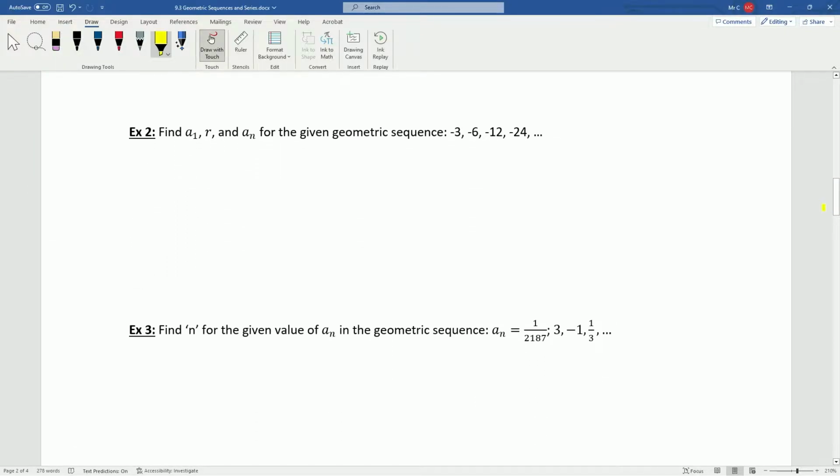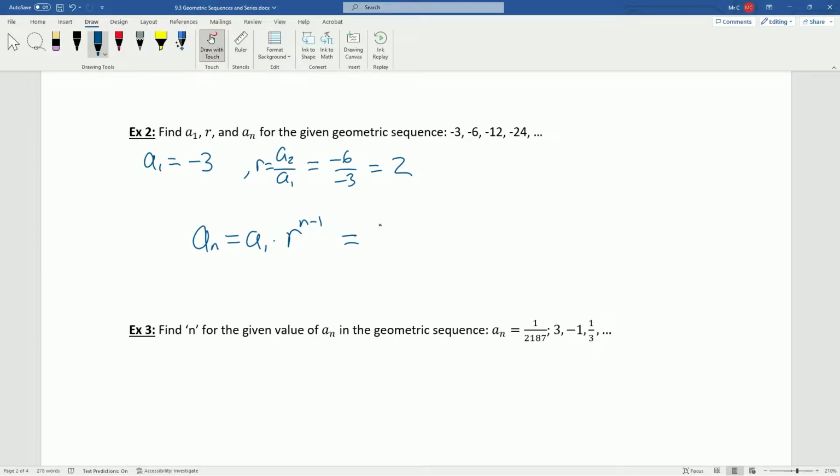Okay, so let's go ahead and move on to an example here. Find a1, r, and a sub n for the given geometric sequence. So you're told explicitly that this is geometric, so you don't need to check that. But we should find what r is, or a1 is, that's -3. Okay, so now what's r? Well, we can take a2 divided by a1, that's going to be equal to r. It's -6 divided by -3, that's 2. And so now if I plug into my formula, a1 times r to the n minus 1, what do we get? We get -3 times 2 to the n minus 1 power.